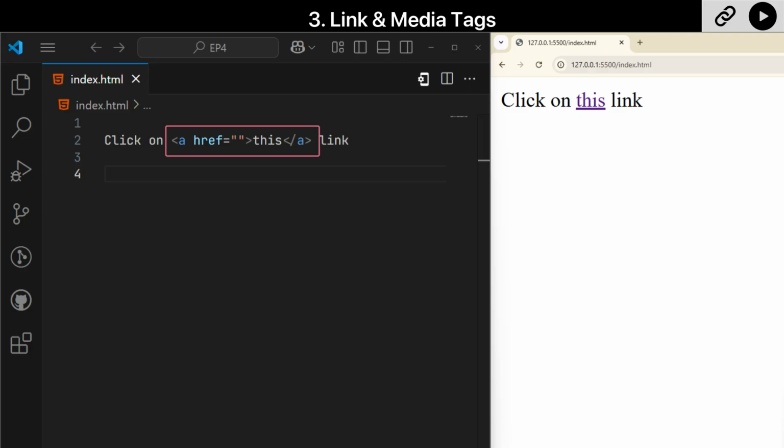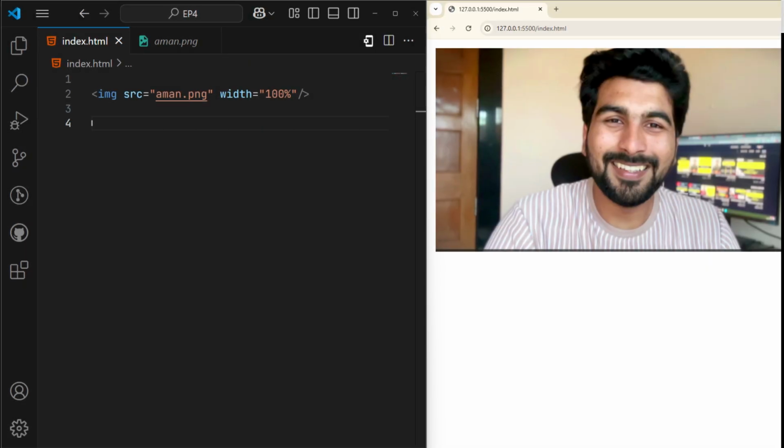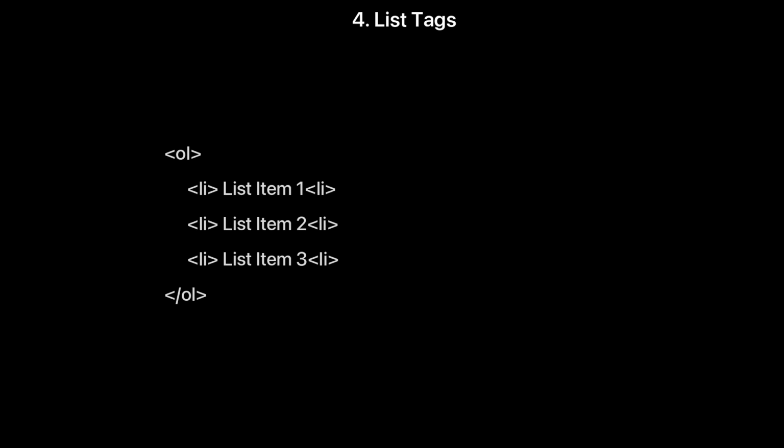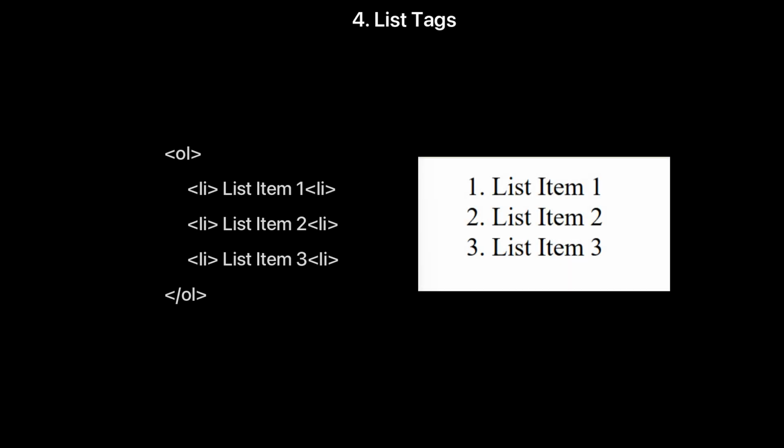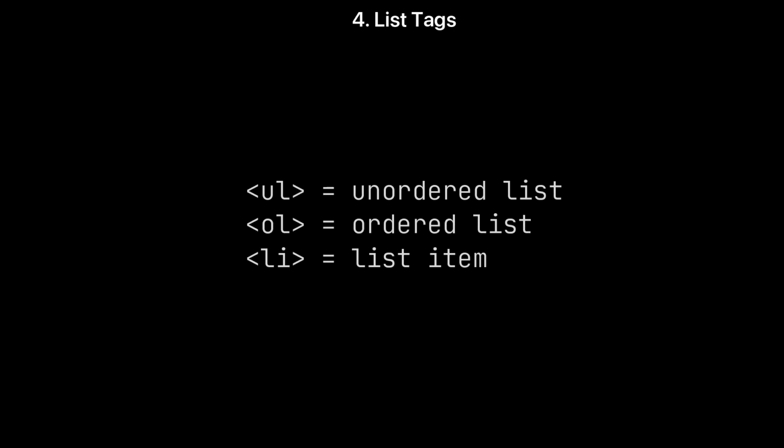Link and media tags. Link or media tags include A, which means anchor tag, just to add the hyperlink, and the img tag to show images on a web page. Then let's move to the list tags. We have the list tag by which we can show an ordered or unordered list. Ordered list means where we are showing numbers or ABC or Roman numbers, and unordered list is something where we are showing bullets or arrows or empty text. Use UL for unordered list, OL for ordered list, and LI for list item.